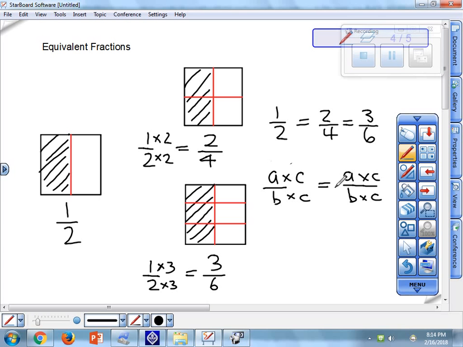We call this process building equivalent fractions because the numbers are increasing. I'm increasing the numerator and the denominator by the same multiple value. In the case that I showed, multiplying by 2 and multiplying by 3 created new equivalent fractions. Now, it doesn't take much to see that we can go the other direction.